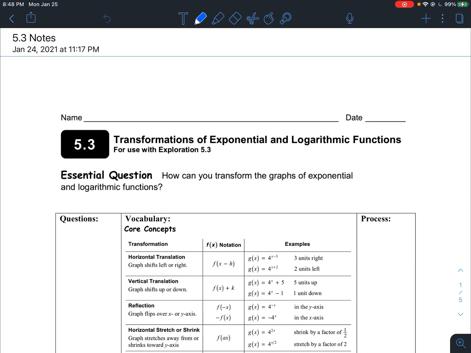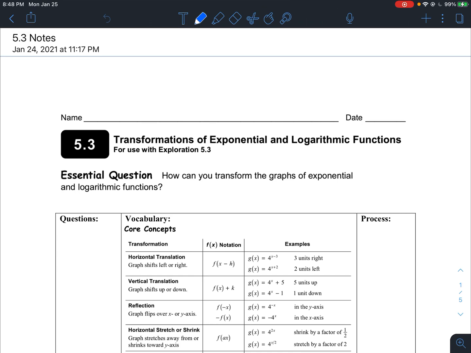Hey, what's up SM3? In this video, we're talking about transformations of exponential and logarithmic functions. So, in the last couple days, we've talked about exponential and logarithmic functions. Now it's just time to graph them with the transformations.